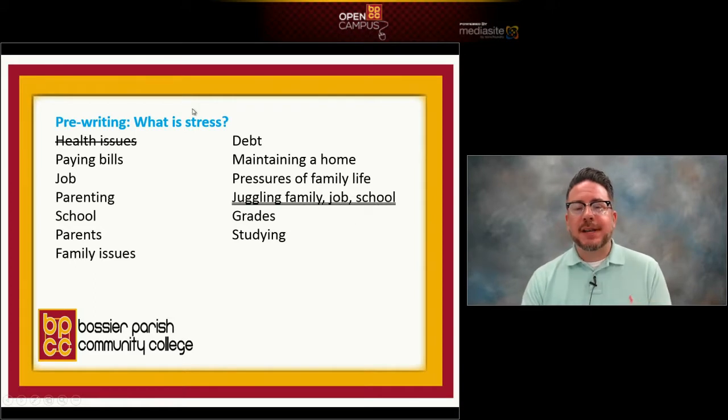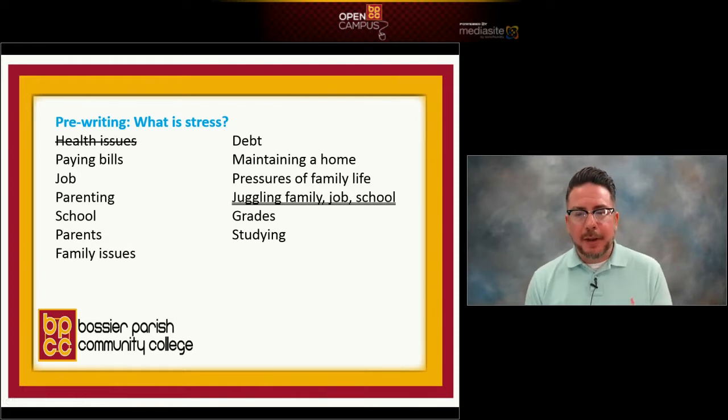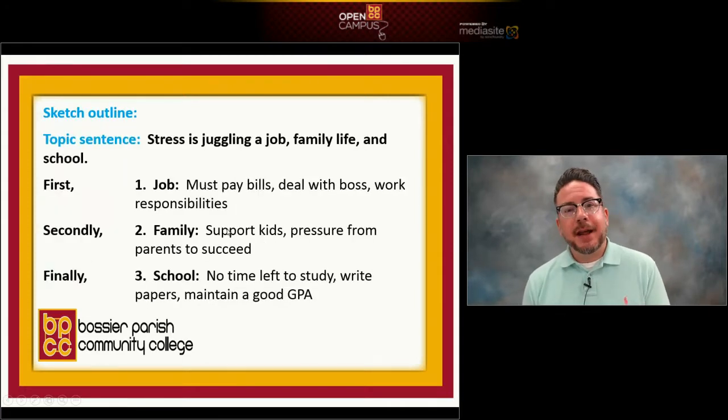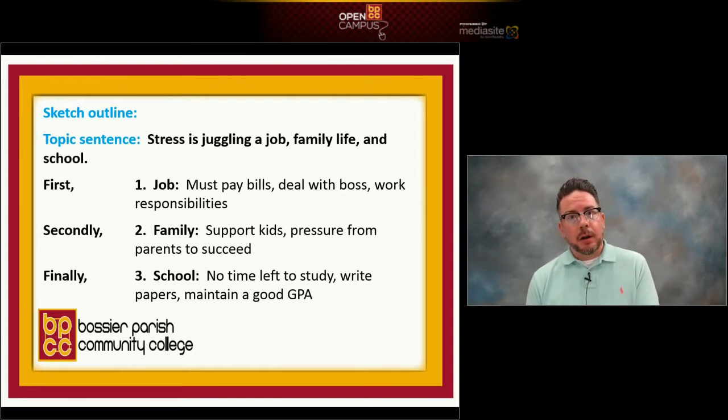And I decided to cross out health issues because as I was looking at the rest of my list, all of the rest of them have to do with 3 basic things: family, job, and school. So that gave me an idea. That's why I double underlined juggling family, job, and school. Since that's what all of the rest of my points are about, it occurred to me, maybe that's my definition, is the juggling of family, school, and job. And then I've also got my 3 supporting points: family, job, and school. And so I can add specific details, and some of the things in this list will work as specific details for those supporting points. So I'm going to write a sketch outline because now I'm ready.